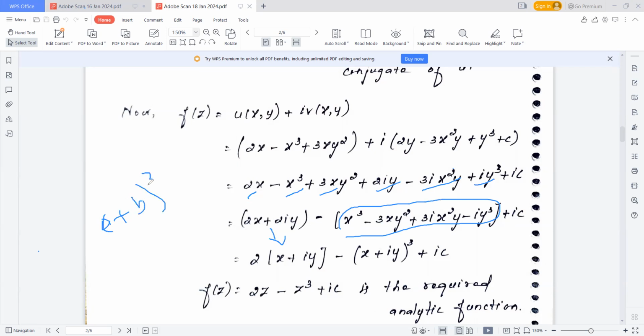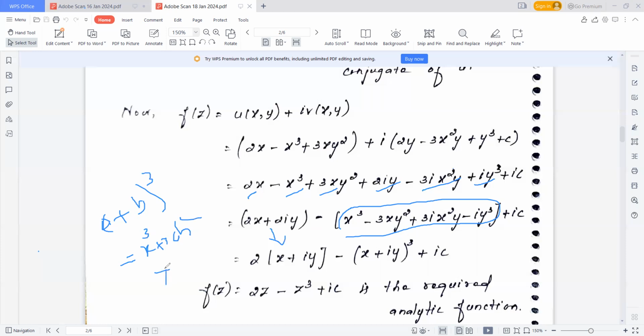It is equal to a cube plus 3ab square. So the first term is x cube. The second term is 3ab square, so put 3, a is x, b square. b square is iy the whole square. So iy the whole square is equal to minus y square. So we have minus 3xy square.